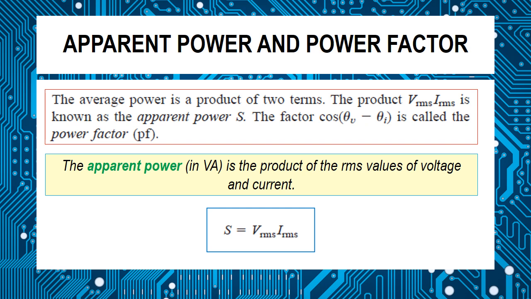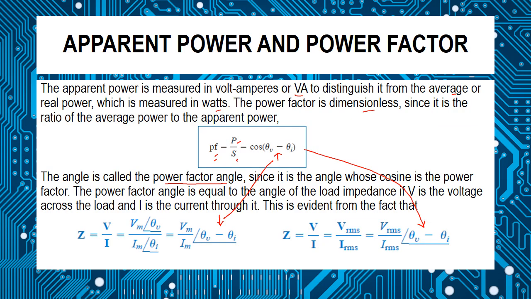Next topic, we have here the apparent power and power factor. The average power is the product of two terms. The product V RMS times I RMS is known as the apparent power S. The factor cosine of theta V minus theta I is called the power factor, PF. So the apparent power, our unit is VA. That is the product of the RMS values of voltage and current. So S is equal to V RMS times I RMS.